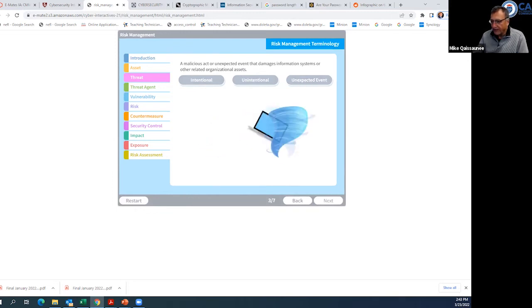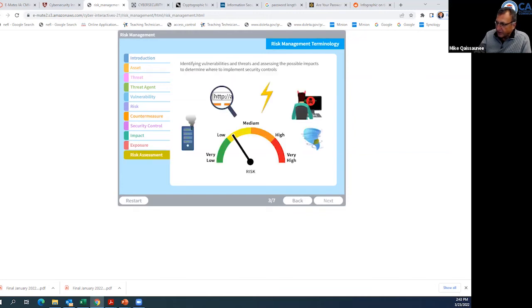So I'm not going to go through the whole thing, but the point is there's some pretty good material out there if you want to use these as part of the class, either in lecturing it or just reinforcing what you're teaching in the class with it. But we go through vulnerabilities and risk, and then countermeasures, security controls, impact, exposure, and then risk assessment. We give some examples of doing assessment.